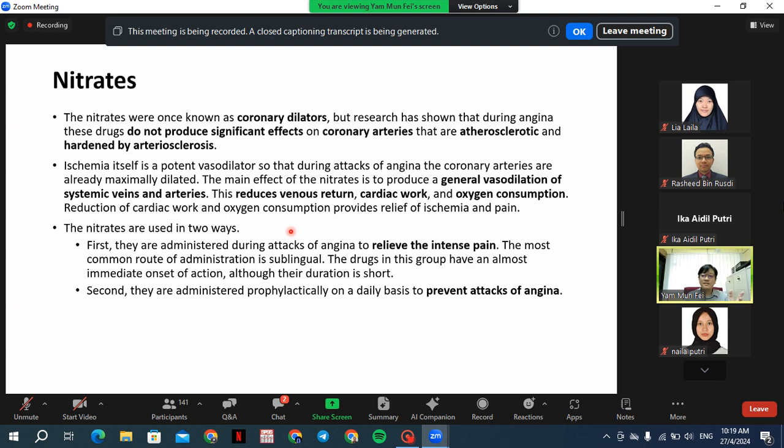So the first drug, just now I promised we are going to study three drugs, isn't it? The first drug is nitrate. The function of nitrate is dilation, so we call it a vasodilator.